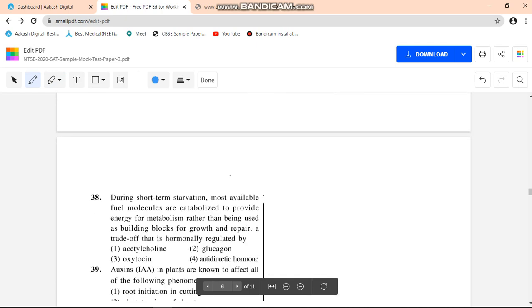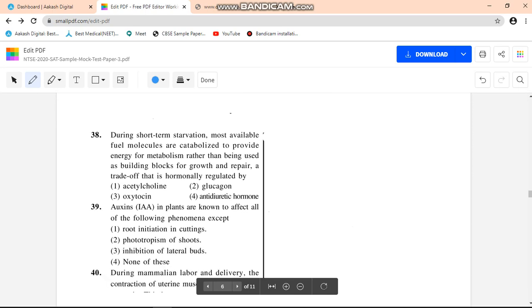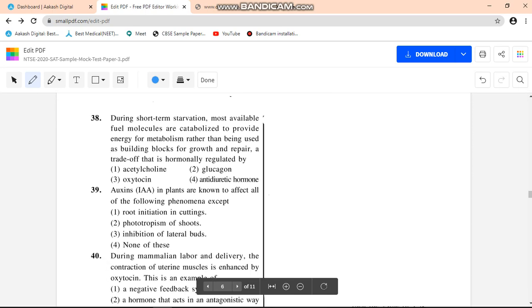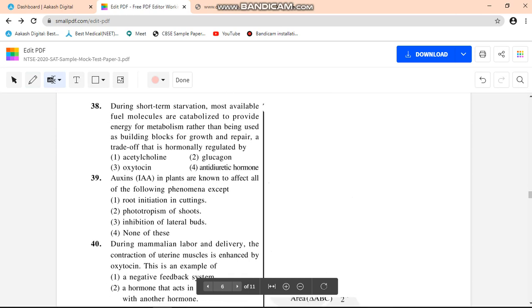Friends, next question, number 38. During short-term starvation, meaning the feeling of hunger, most available food molecules are catabolized to provide energy for metabolism rather than being used as building blocks for growth and repair. A trade-off that is hormonally regulated by what? What is the stored form of food in humans mostly? That is glucagon. So our option number 2 is correct.